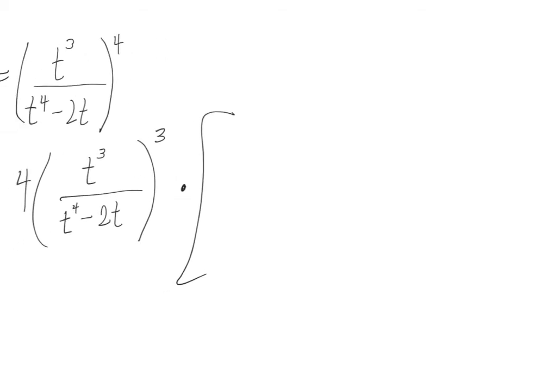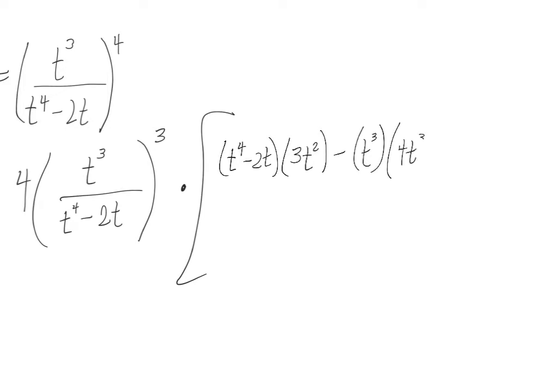Okay, so quotient rule, write down your denominator. So it was t to the fourth minus 2t times the derivative of the numerator, so 3t squared, minus the numerator, so t cubed, times the derivative of the denominator, which would be, let's see, 4t cubed minus 2, all over the denominator squared.